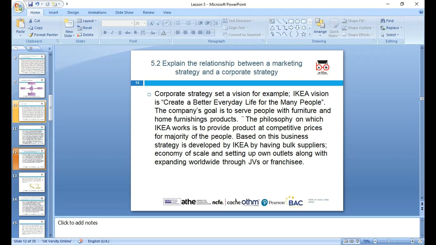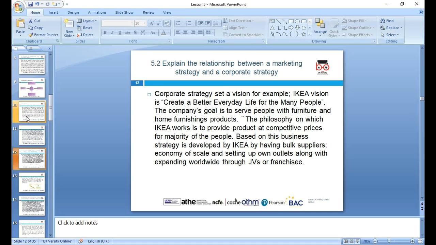Any question, anyone? If you have, explain the relationship between marketing strategy and corporate strategy. We already discussed corporate strategy is a vision. For example, IKEA's vision is to create a better everyday life for many people. The company goal is to serve people with furniture and home furnishing products. The philosophy IKEA works on is to provide products at competitive prices for the majority of people. Based on the business strategy developed, IKEA has bulk supply, economies of scale.